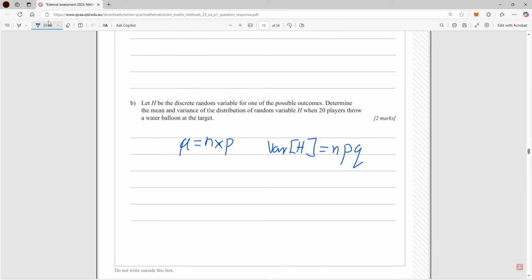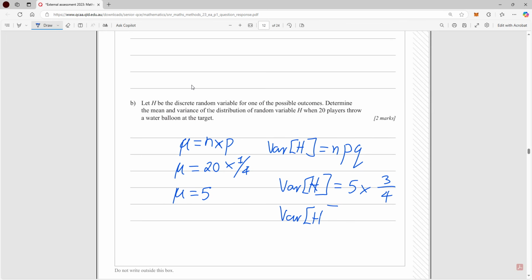So what we should do here is just put in the information. Here we had n equals 20, so 20 times the probability of success, which is 1 over 4. 20 divided by 4 is going to be 5. Then for the variance of h, we know this bit is going to be 5, so we have 5 times 3 on 4. So the variance of our random variable h is going to be 15 divided by 4, and I don't think that can be simplified any further.